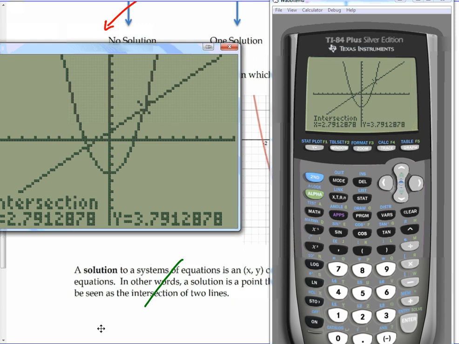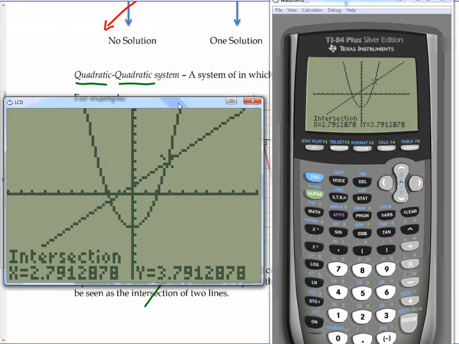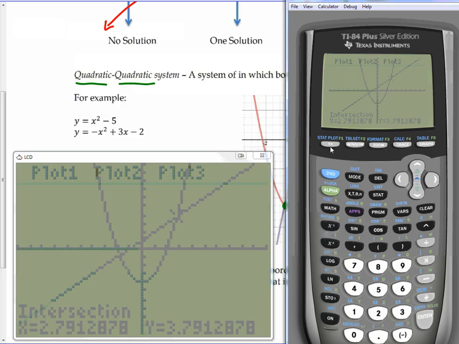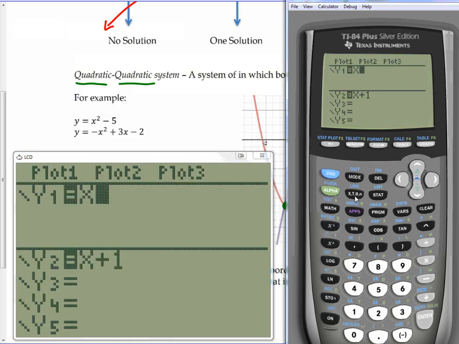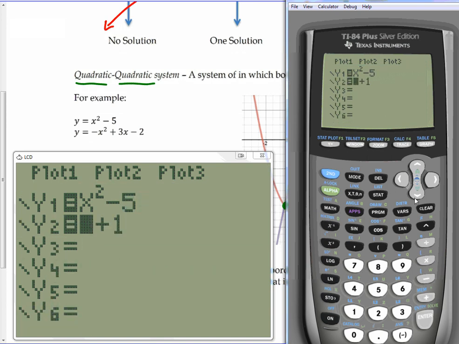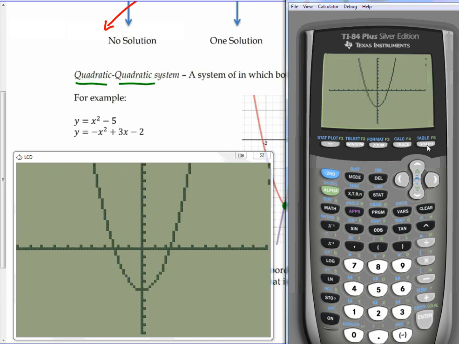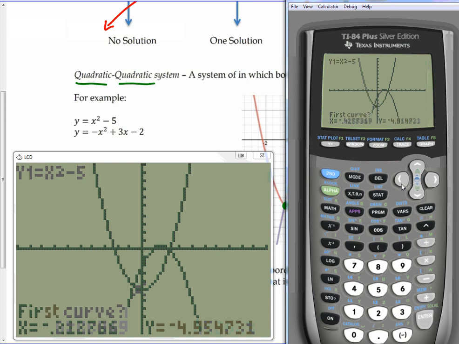Okay, so we have y equals x squared minus 5 and y equals negative x squared plus 3x minus 2. Okay, graph that. Okay, so second trace 5. Move your cursor to the one intersection you want. Push enter 3 times.